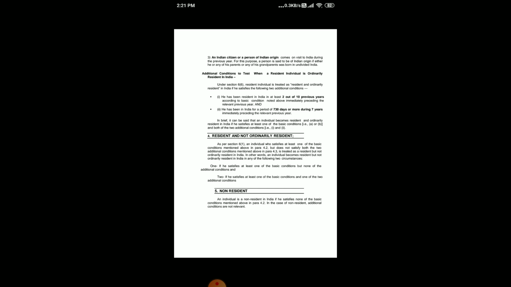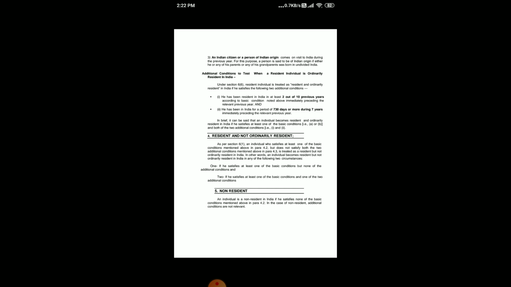If any Indian origin person who is staying outside India in foreign countries comes to visit India during the previous year, in that case also the period of 60 days will get extended to 182 days, right? So these are the basic conditions, with exemption or exceptional cases where the second condition of 60 days will get extended to 182 days. Now what are the additional or subsequent conditions?